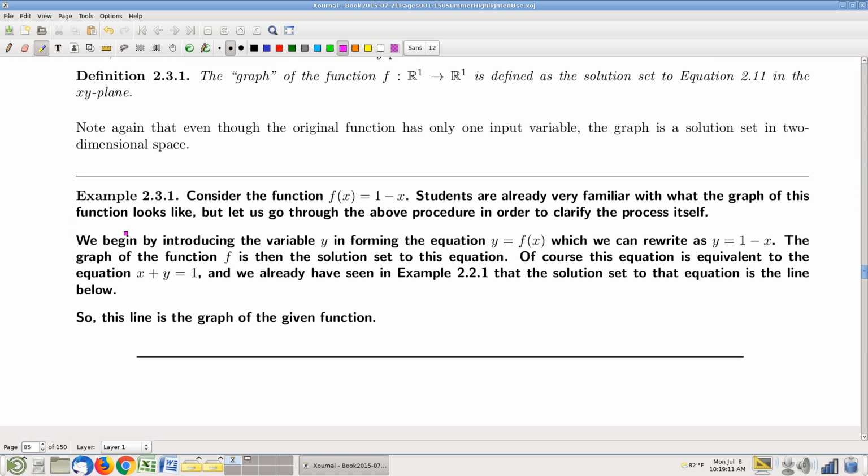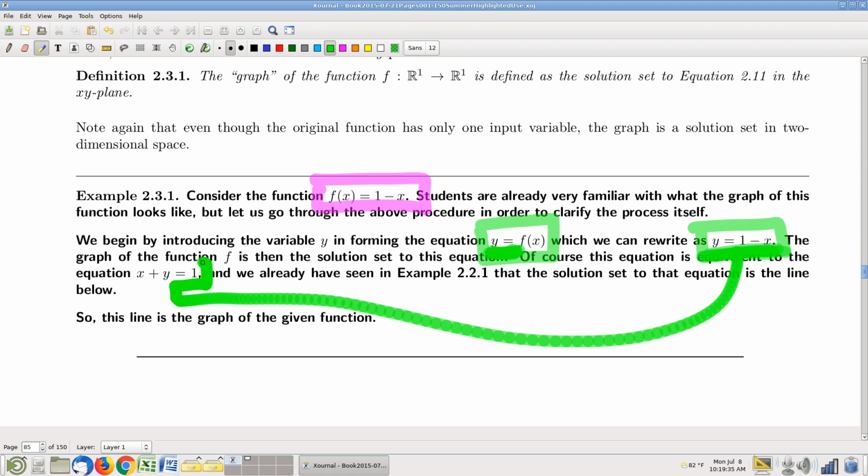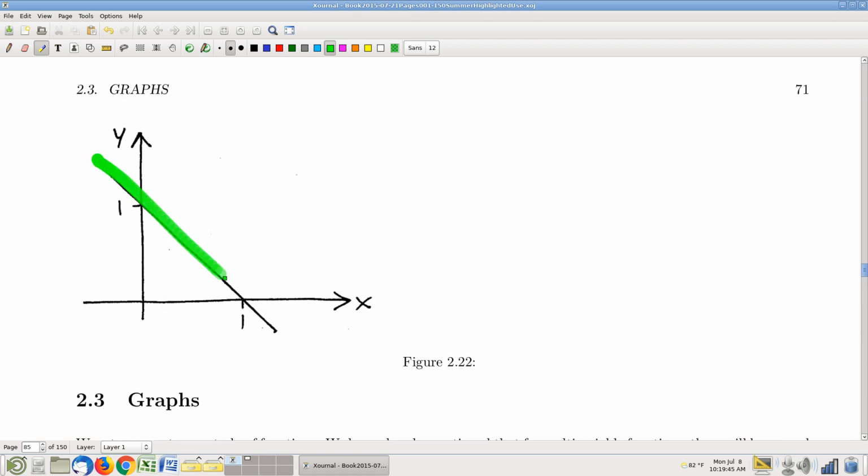Let's play that game for this function, f of x equals 1 minus x. Step 1, I'm going to introduce a new variable called y. Step 2, I'm going to set the function equal to that new variable y, thus giving me this equation, y is equal to 1 minus x. Step 3, I'm going to try to understand what is the set of solutions to that equation, which you may prefer to write like that. Suit yourself, algebraically, those are identical. So x plus y equals 1, and, well, there you go.